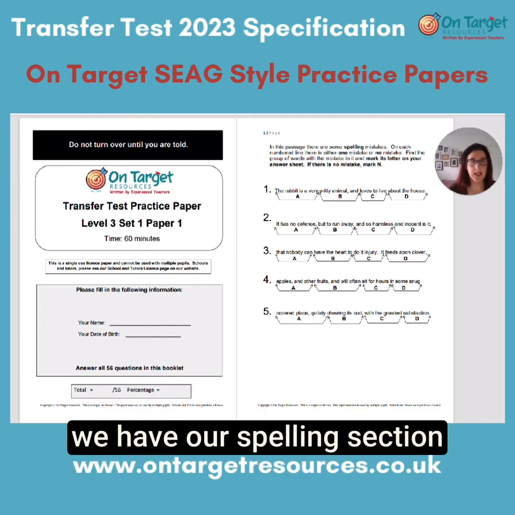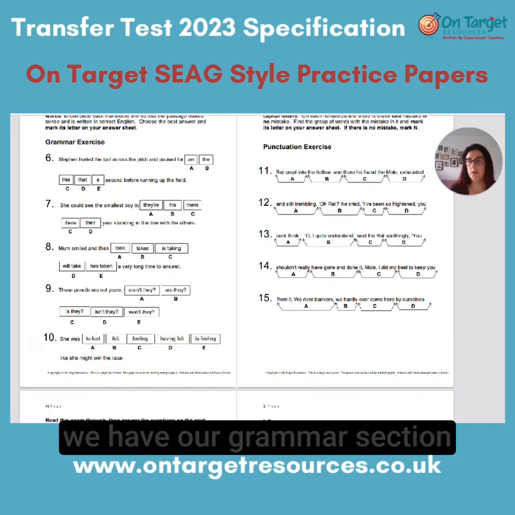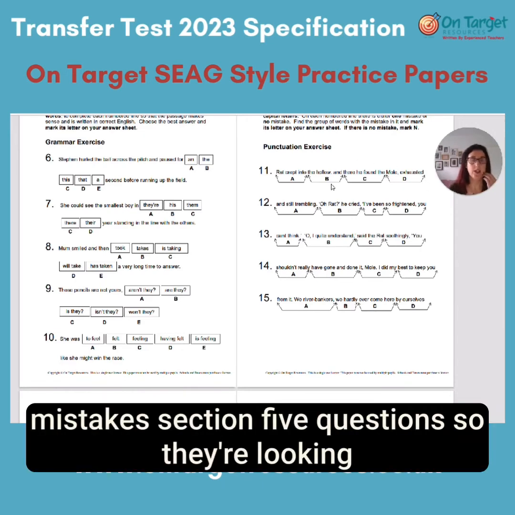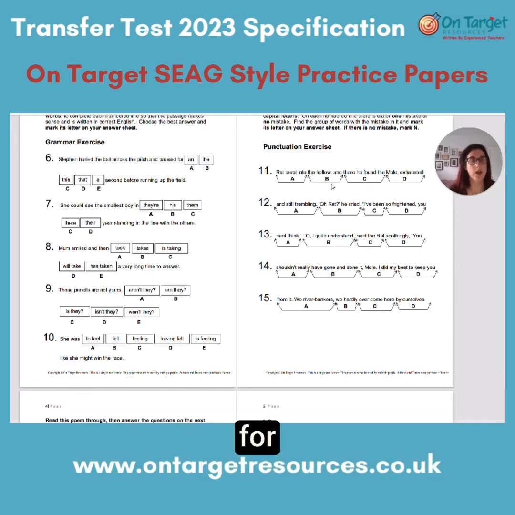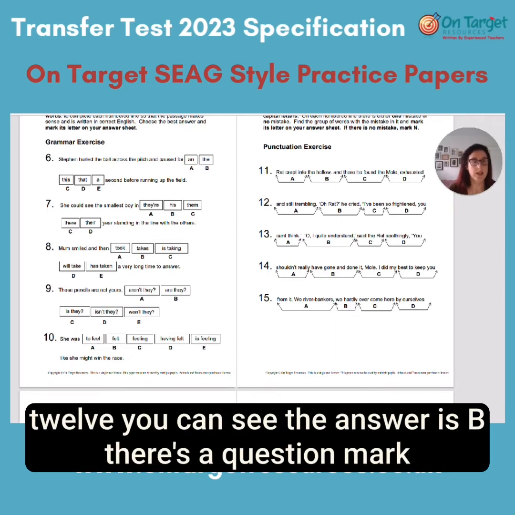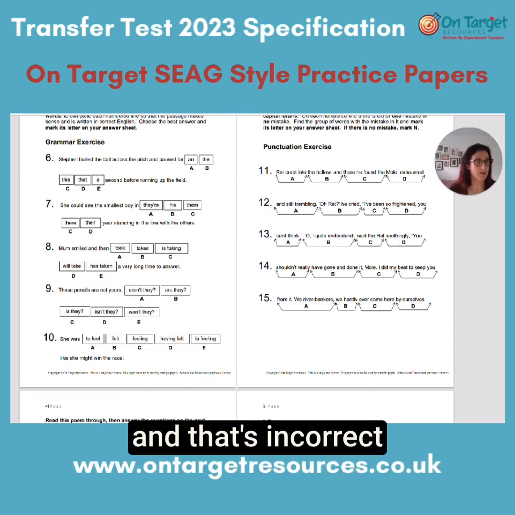We have our spelling section, 5 questions. We have our grammar section, 5 questions. And then we have our punctuation mistakes section, 5 questions. So they're looking for a mistake in the punctuation. So you can see if we look at number 12, you can see the answer is B. There's a question mark after ORAT, and that's incorrect.